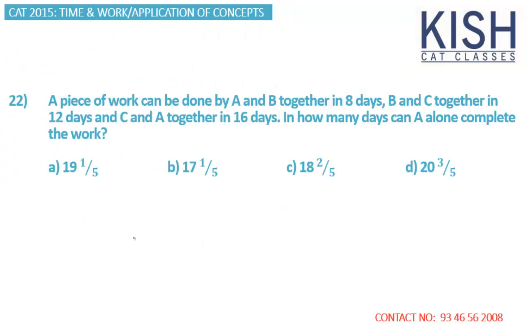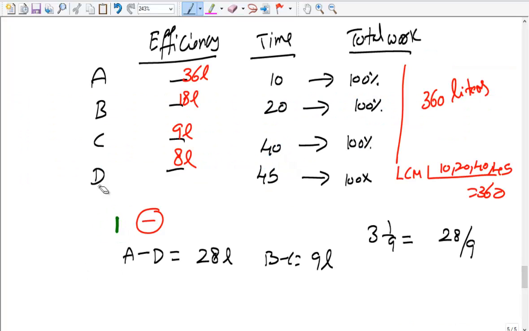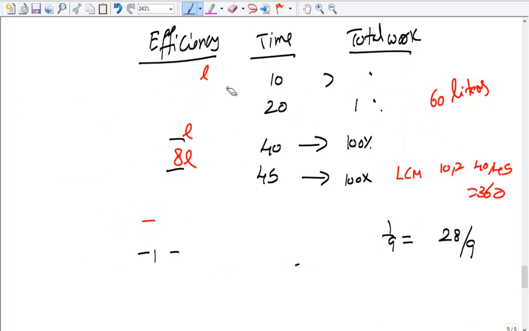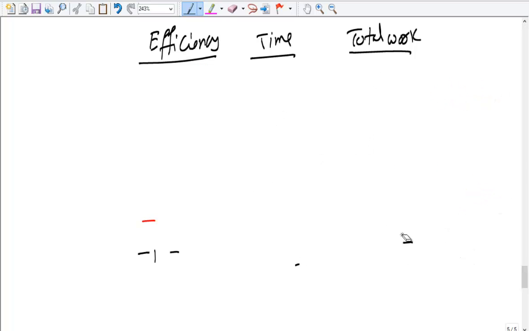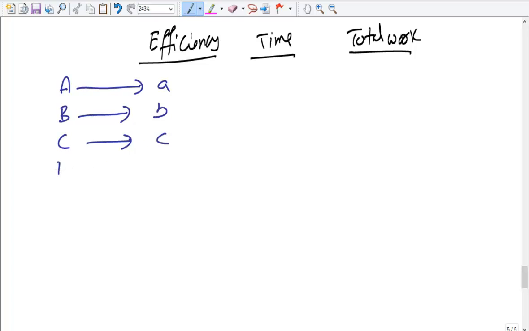Question 22. A piece of work can be done by A and B together in 8 days, B and C together in 12 days, C and A together in 16 days. In how many days can A alone complete the work? So the combinations are given. We have the capacity of A taken as small a, B as small b, C as small c.